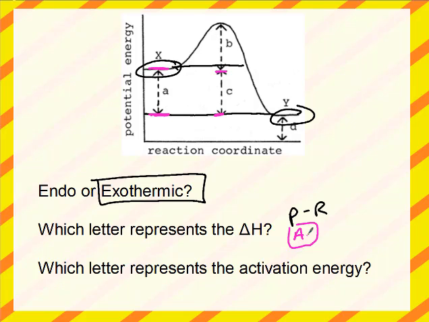Activation energy should have been from where you started to the top of the hill. So you're starting here, top of the hill is B. So B is activation energy. If it said activation energy of the reverse reaction, we would have been starting here at the products and going to the top. So that would have been B plus C.